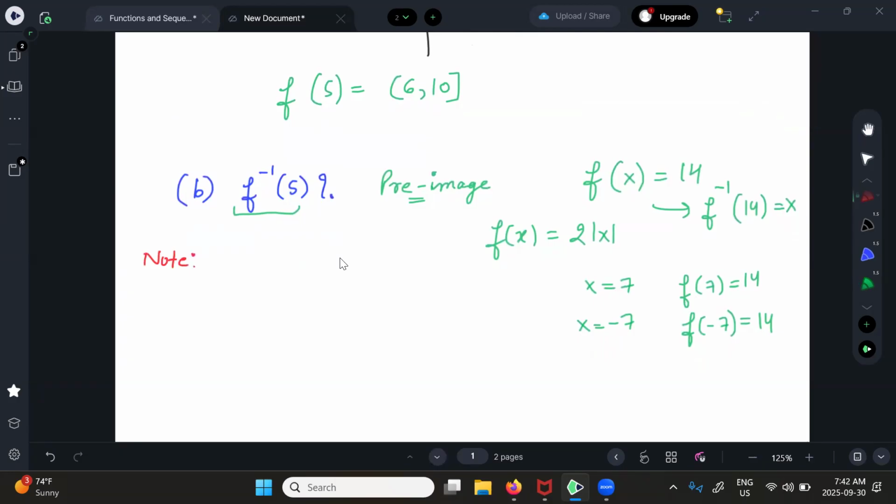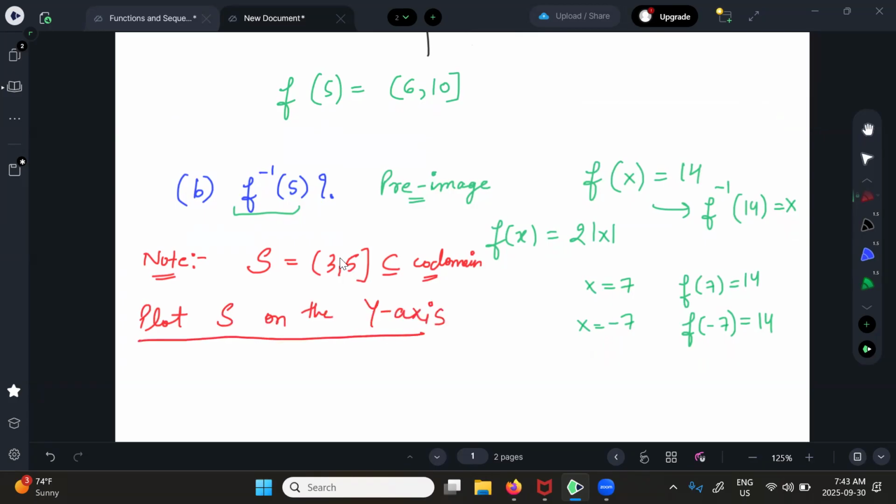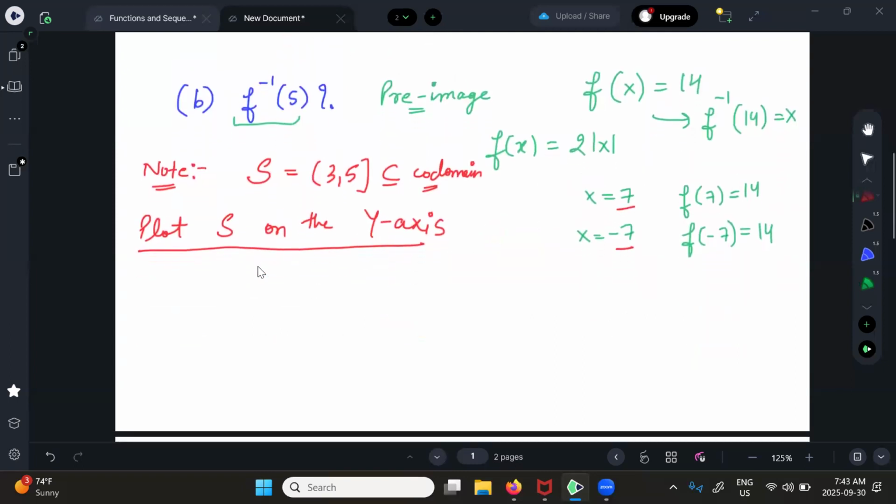Note. Now my subset S, which is the same thing, (3, 5], is contained in the codomain, right? Now we're talking about elements in the codomain and we're looking for possible outputs. What are you going to do? Plot S on the y-axis. That's what you have to remember, because we are looking for the x values. We are already given the y values.